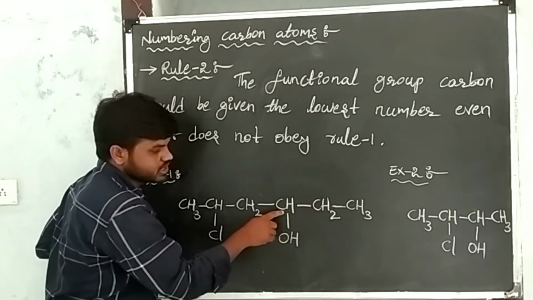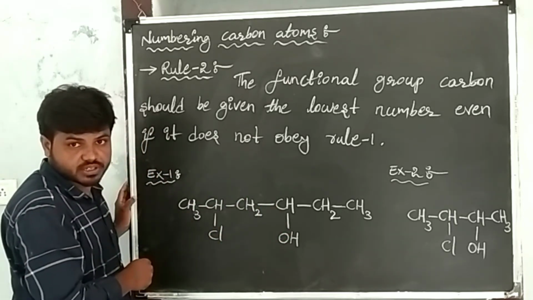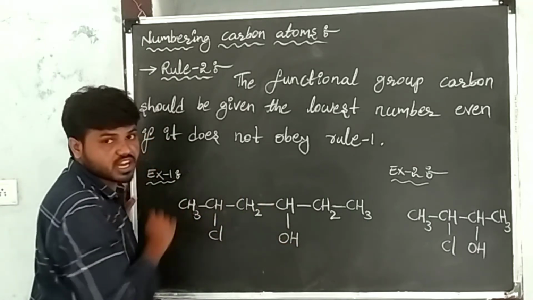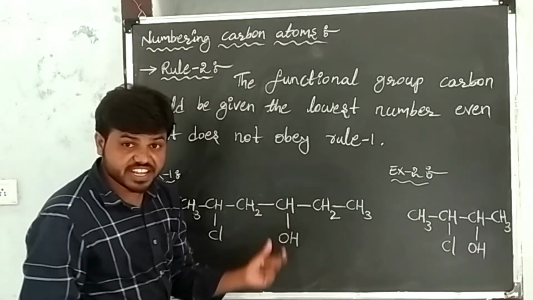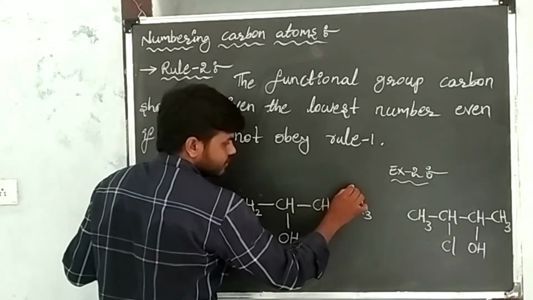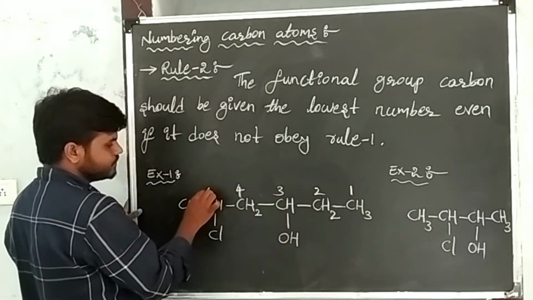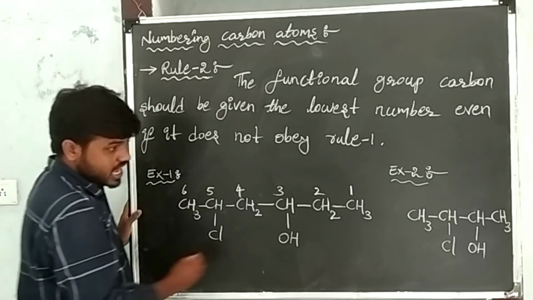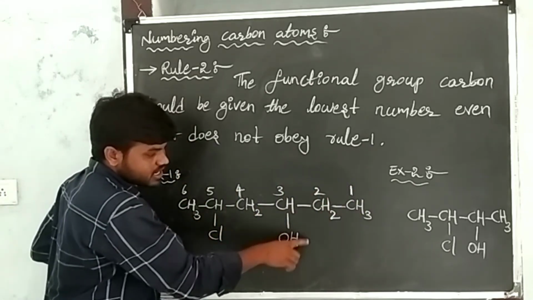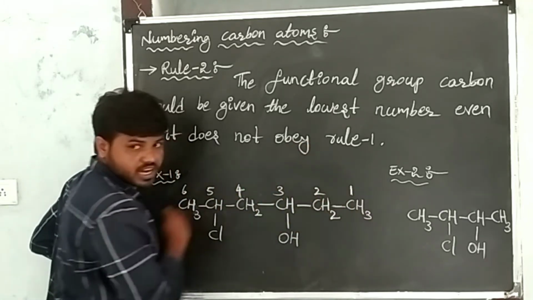First carbon, second carbon, third, fourth, fifth, sixth. The alcohol position is 3rd carbon. So we are getting the least number when we start from right to left. That's why I am taking from right to left. I have given numbers to the carbon atoms from right to left, and at that time the alcohol gets the 3rd position.